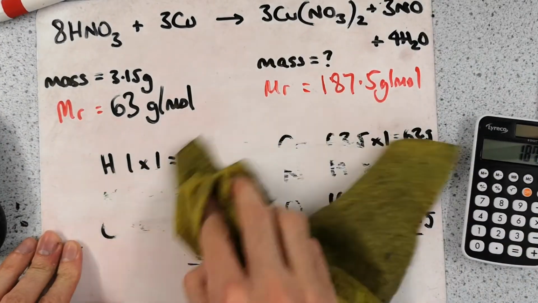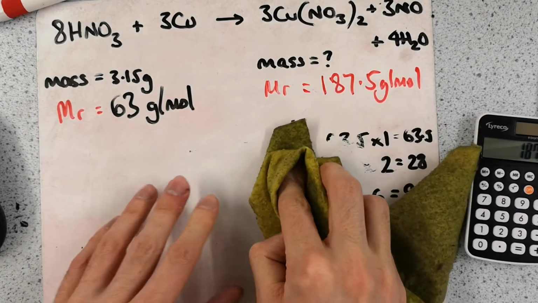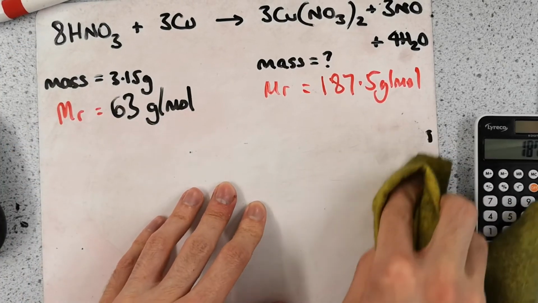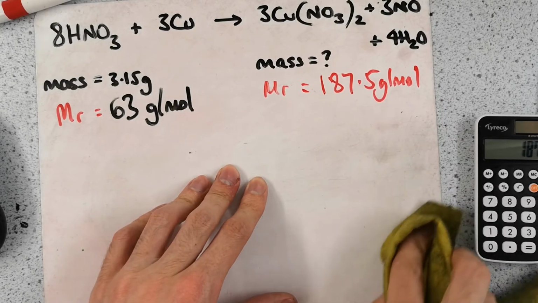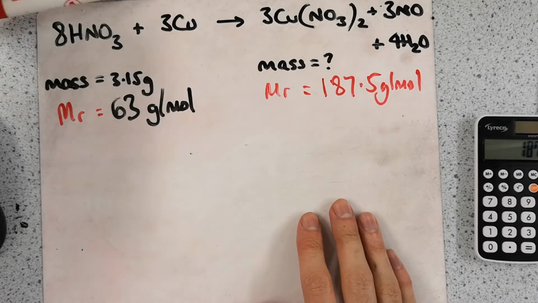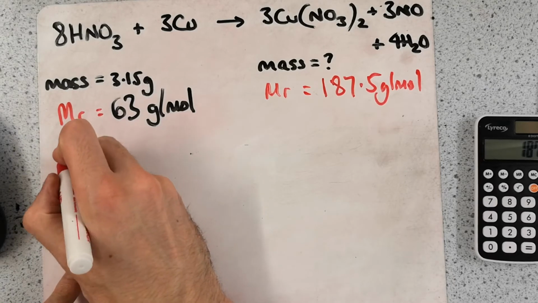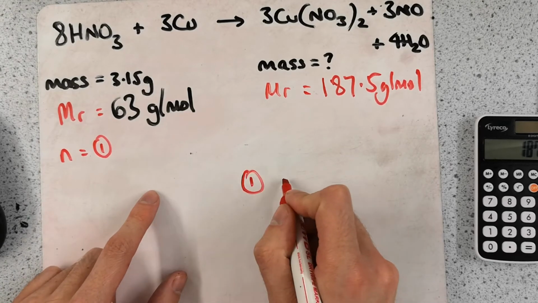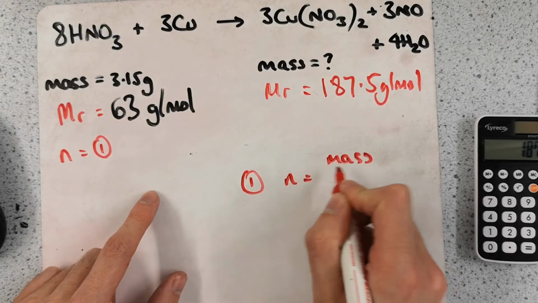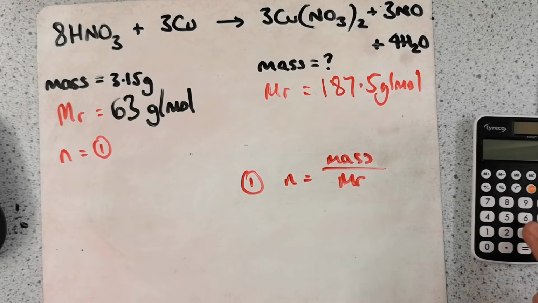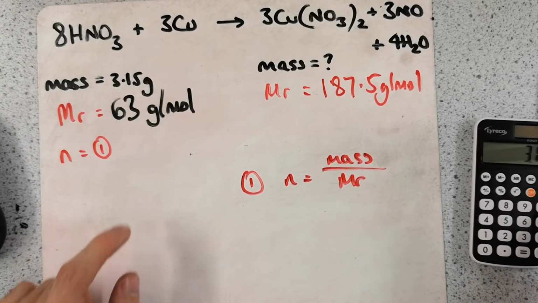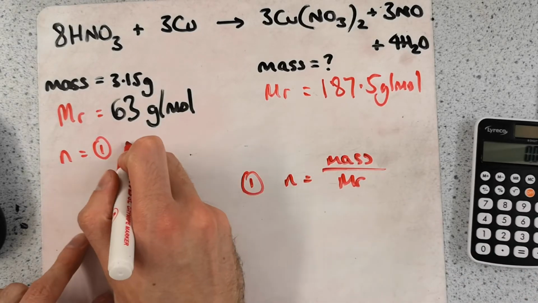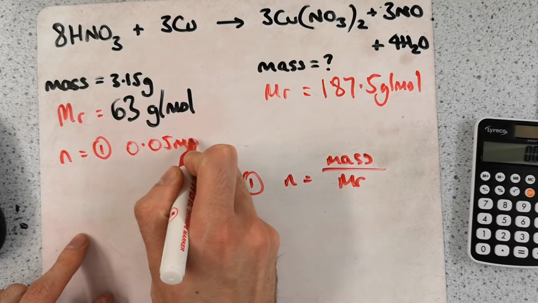So I'll just create some more space now. So now I've done that, I can go through my 3 steps from knowing the mass of the HNO3 to working out the mass of copper nitrate that will be produced in this reaction. So first up, step 1 is I can work out the number of moles over on this side. So n equals mass divided by MR. So 3.15 is my mass. Divide that by 63 to get 0.05 moles.